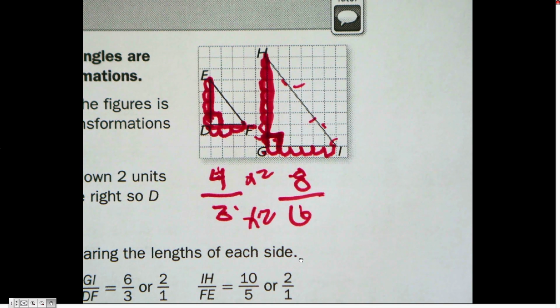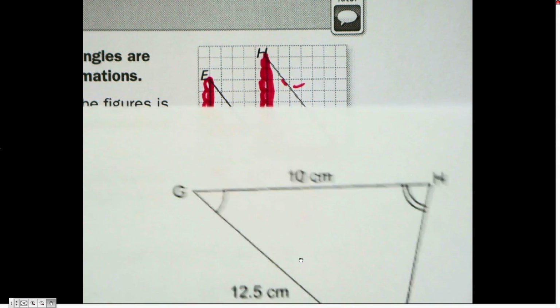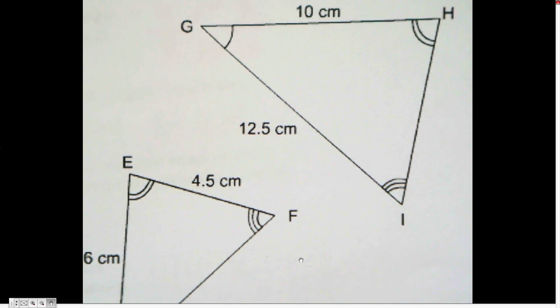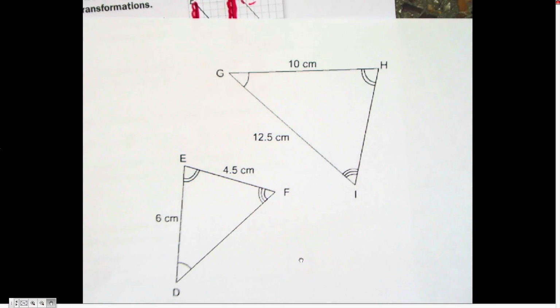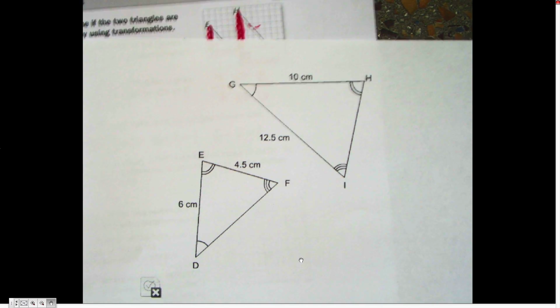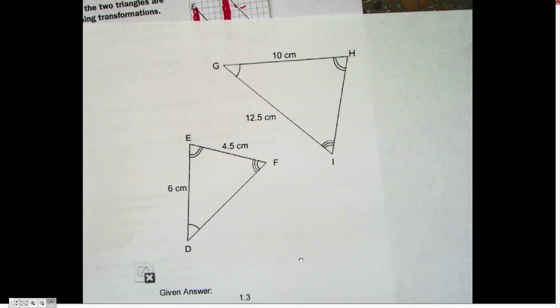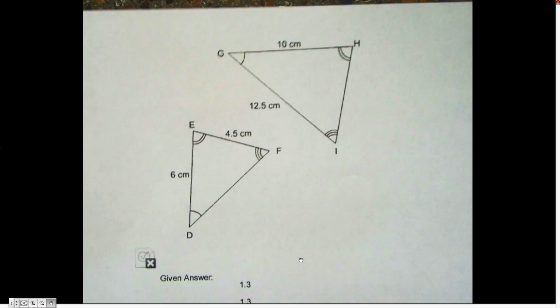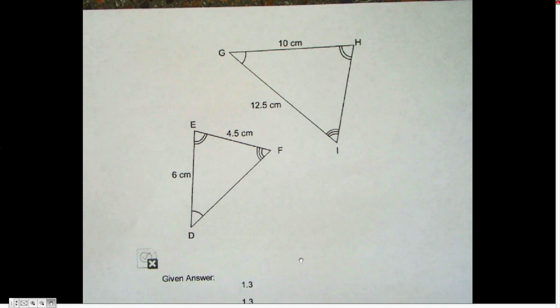If we continue on, in question 3, you're asked a similar question: are the following triangles similar? Justify your answer. You were given these triangles here. This one you actually got wrong. The question is, are the two triangles similar? And you put 1.3.